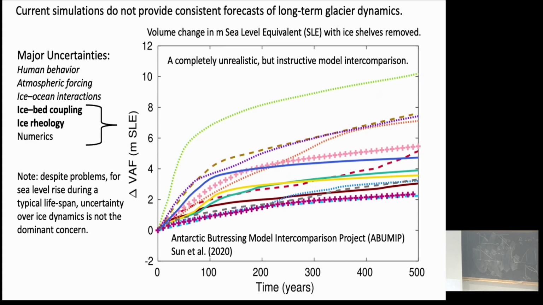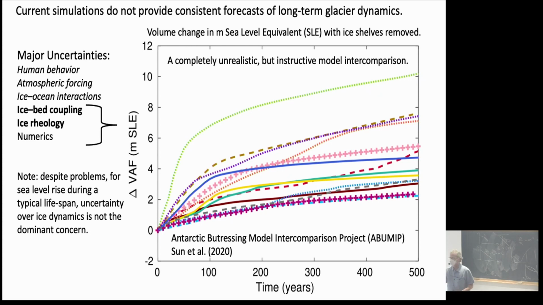You don't want to be banking on any individual model prediction. They're all increasing the ice delivery to the oceans. This is meters of sea level equivalent change over this 500-year time span. But the uncertainty in these models is coming from our uncertainty about these three components. And I want to focus on things related to this.